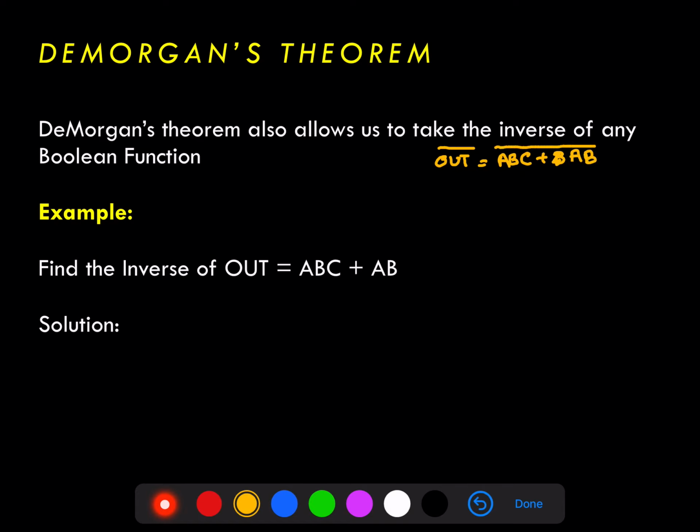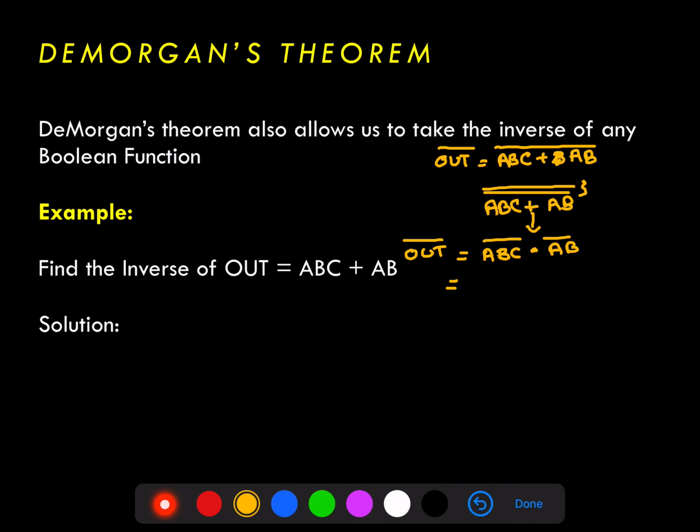So first we'll apply DeMorgan's theorem in 3 steps to the overall function. First we'll invert the whole function, which will put double bars over the function. Next we'll invert each individual variable, and the double bars here will go away because they cancel each other out. And finally we'll convert the OR to an AND, and that'll give us a separate but equivalent expression for the inverse of out.